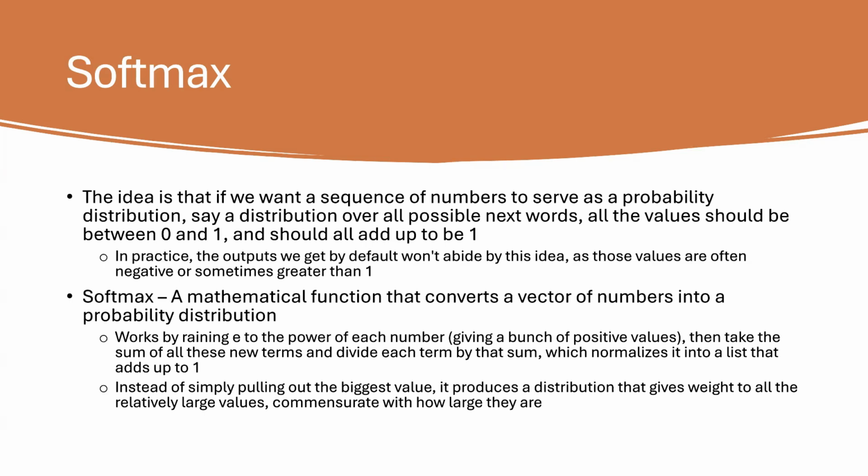It works by raising e to the power of each number, giving a bunch of positive values. Then take the sum of all of these new terms and divide each term by that sum, which normalizes it into a list that adds up to 1. Instead of simply pulling out the biggest value, it produces a distribution that gives weight to all the relatively large values commensurate with how large they are.